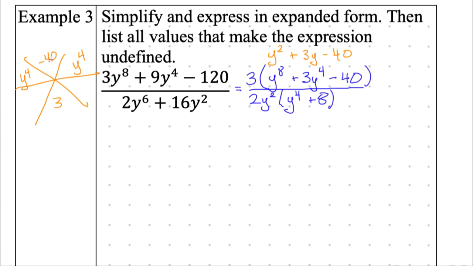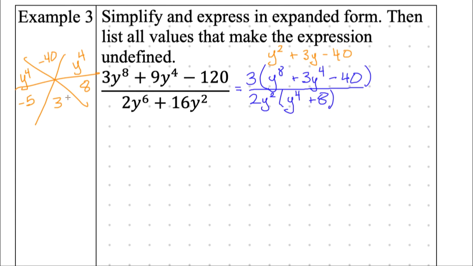So what times what is 40? Let's go through all the factors. 1 and 40, no way to get 3. 2 and 20, no way to get 3. 4 and 10, no. 5 and 8. Oh yeah, 5 and 8 will somehow get 3. So on our list, 5 and 8. Which one has to be negative? This 5 is negative because the bigger number should be positive.